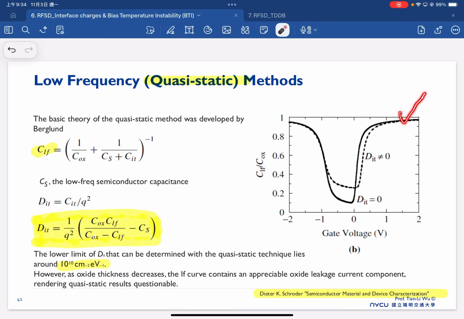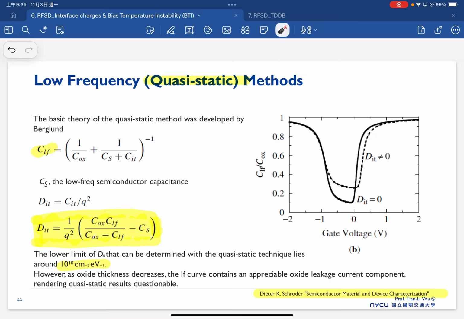This is another description here with a comparison with DIT. This is an ideal case where we don't have the interface state density, but once we have the interface state density, we will see the difference in the CV curve. That's also one of the very obvious pieces of evidence of how this interface state density can influence our CV characteristic.